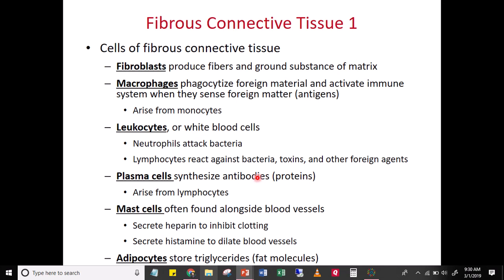We have a lot of mast cells in our connective tissues. Mast cells secrete two chemicals we really care about, heparin and histamine. Heparin is a blood thinner. Histamine will dilate blood vessels.